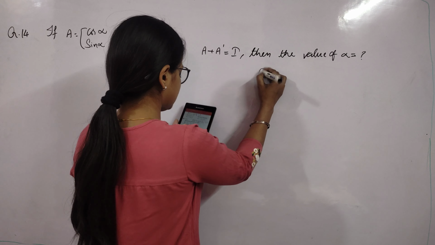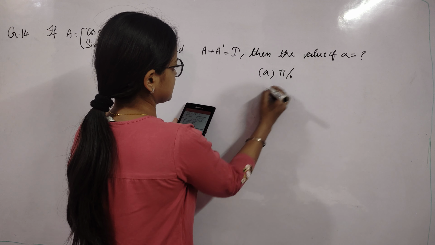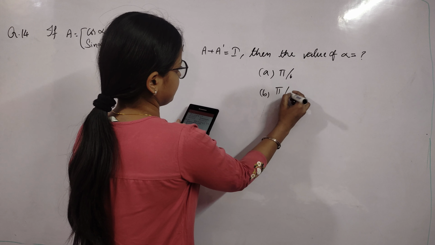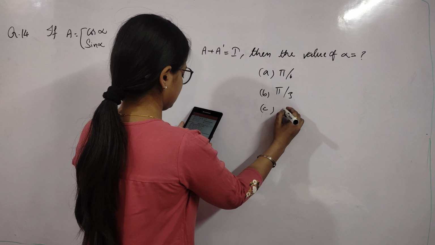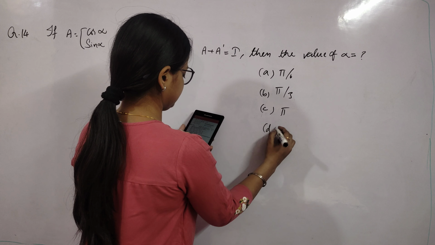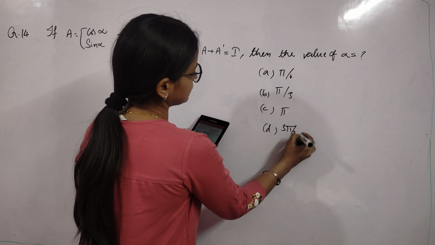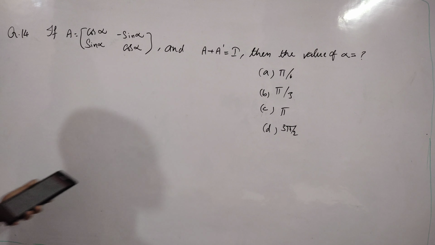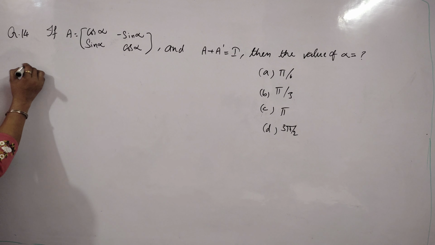So your options are pi by 6, pi by 3, pi by 3, pi by 2. So these are the given options for this MCQ question. So let us solve this question.